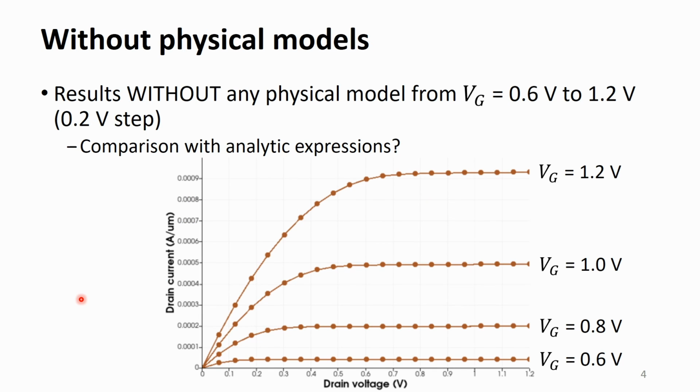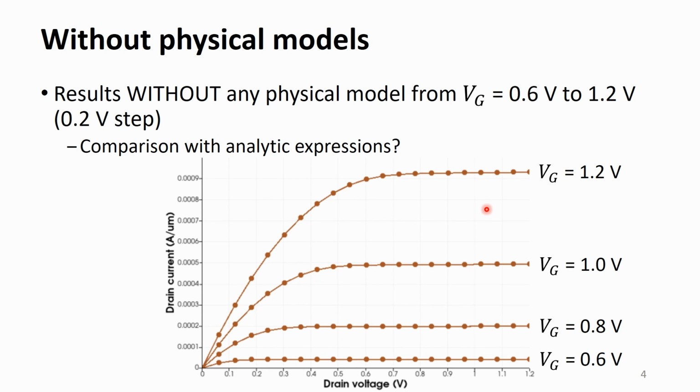This figure shows the result without any physical model. With 0.2 volt step, the gate voltage changes from 0.6 volt to 1.2 volt. As expected, the drain current is higher for higher gate voltage. Also, the triode mode and the saturation mode are clearly identified.